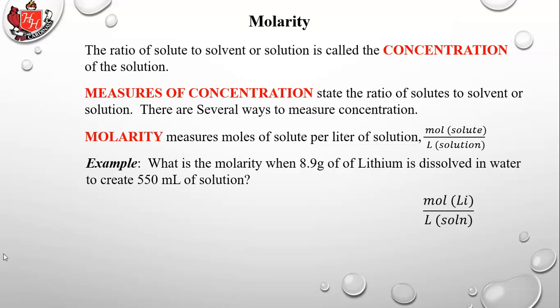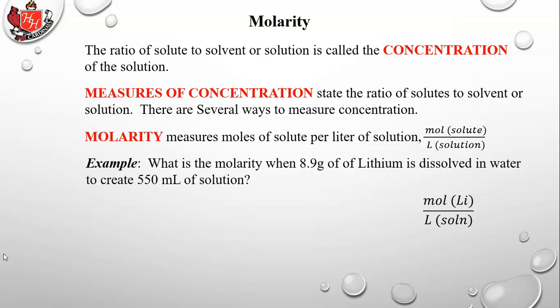So the first thing we do is it's asking for molarity, so that's moles. In this case, the solute is lithium. So it's moles of lithium over liters of solution. SOLN is the abbreviation for solution, and it's simply the lithium and the water mixed together. But rather than write Li plus H2O or something like that, just write solution. It's the lithium and the water mixed together. Okay, so that's what you're looking for.